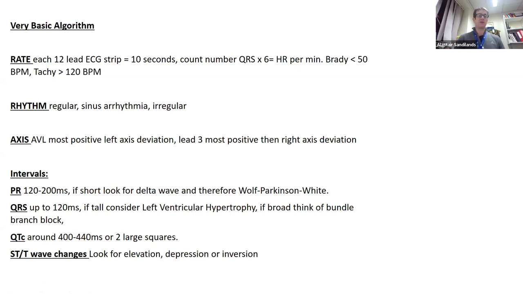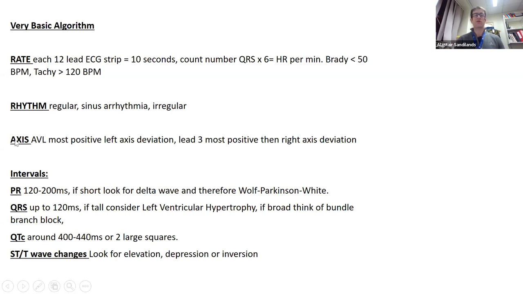The next thing we look at is the rhythm. The rhythm might be regular, so the spacing between every QRS will be the same. Sinus arrhythmia is a phenomenon which is physiological, normally in young people, where when we breathe in and out, our heart rate will change. So it looks irregular, but in actual fact, it's called sinus arrhythmia. So there is a sort of pattern to the rhythm. And lastly, the rhythm is completely irregular, and the spacing between each QRS is variable.